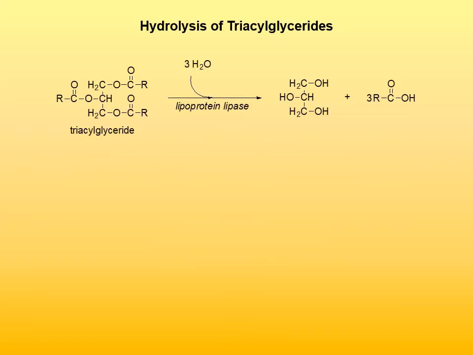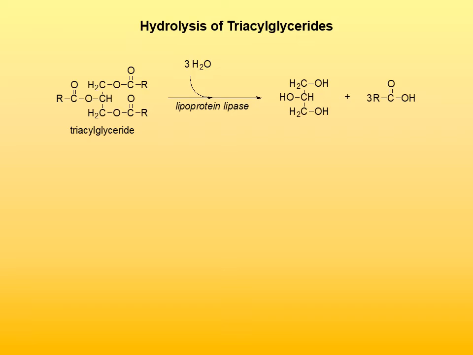The first step in catabolism of triacylglycerides is their hydrolysis. Hydrolysis occurs extracellularly and is catalyzed by the enzyme lipoprotein lipase, which is attached to the outer surface of the cell. So it's an extracellular process. Triacylglyceride is converted to glycerol and 3 molecules of fatty acid.